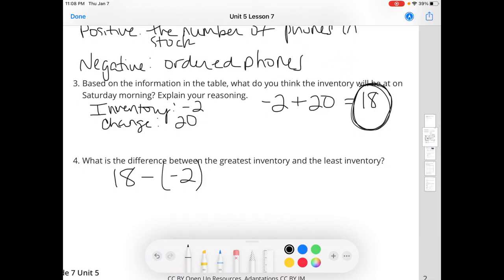It's best to always change to addition if you can. The first one stays the same. Change subtraction to addition, and change the value to its opposite. So for -2, the opposite would be +2. So 18 plus 2 equals 20. So the difference is 20.